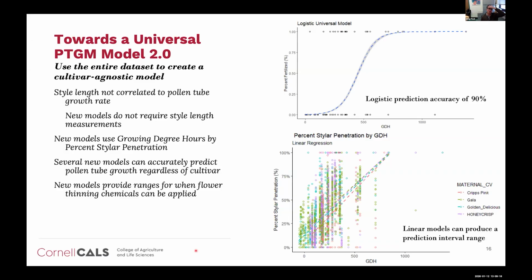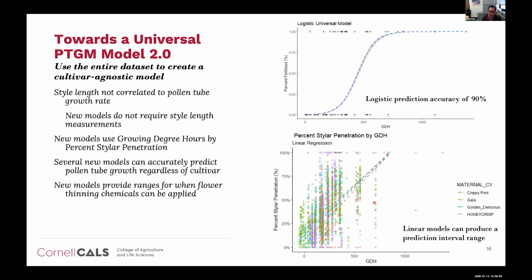So for model 2.0, we can get away from using the style length. You don't have to measure that anymore, which is great. Once we started pooling all the data, we found that it wasn't correlated to the pollen tube growth rate, and we're going to use growing degree hours. Several of these models seem to work pretty well. Like I said, the logistic model has really good accuracy. Another aspect of using the linear models is that we're able to do some confidence, not exactly confidence intervals, but more like prediction intervals around it.